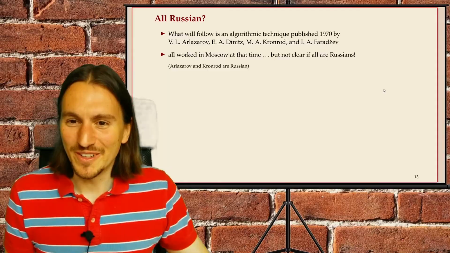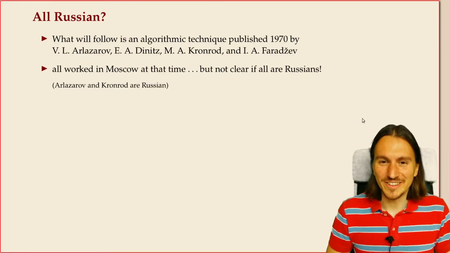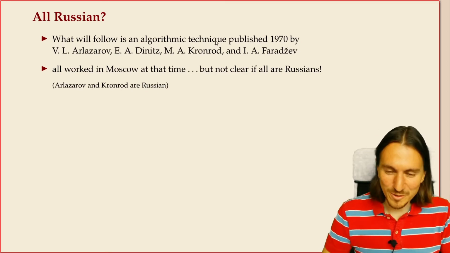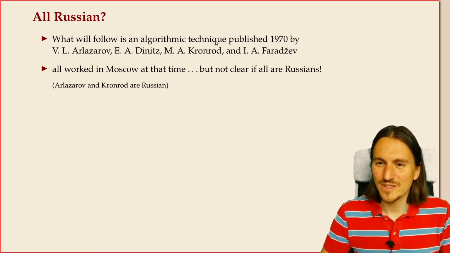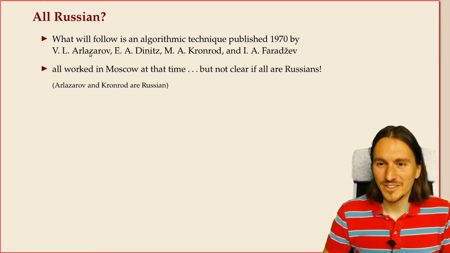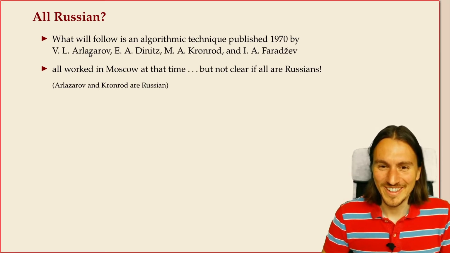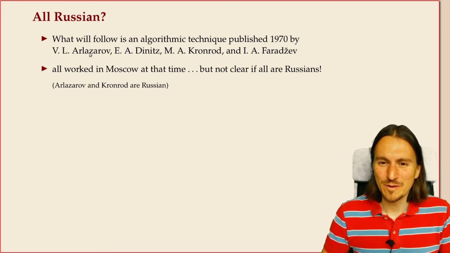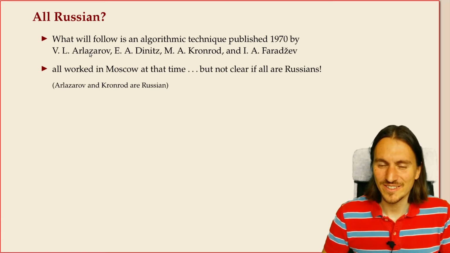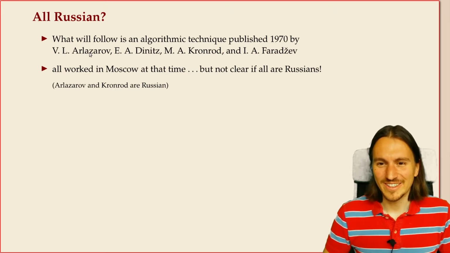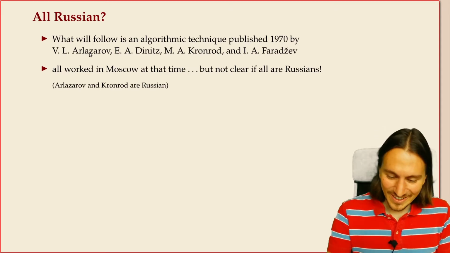And at that point, I want to include a little disclaimer, or a little rectification if you want. It's about an algorithmic technique that was published in a 2-page paper in the 70s in Russian by Arlazarov, Dinitz, Kronrod, and Farachev. I'm probably not pronouncing them correctly, but I tried. They all worked in Moscow at the time, but as far as I know, 2 of them are Russian, and the others, at least Dinitz, is Israeli. He might have been Russian at the time, I'm not sure. And I didn't find information about the last one, Farachev. It's just not clear if they are Russians.